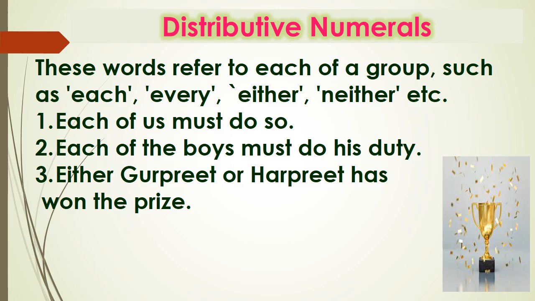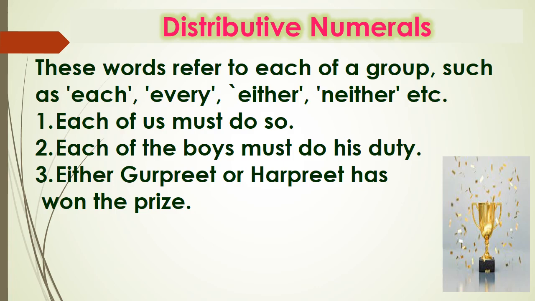These words refer to each of a group, such as each, every, either, neither, etc. They are also known as distributive adjectives, which refer to individual members within a group or within a pair. Okay, students, so these words talk about each group, such as each, every, either, neither, etc. Let me read the sentences also.